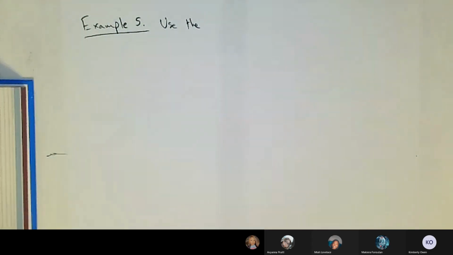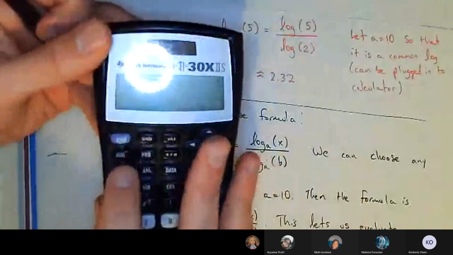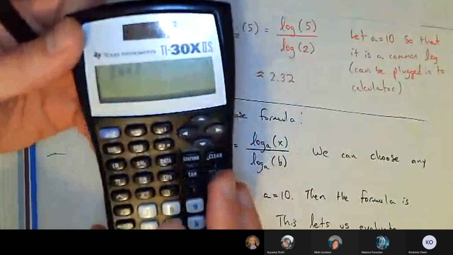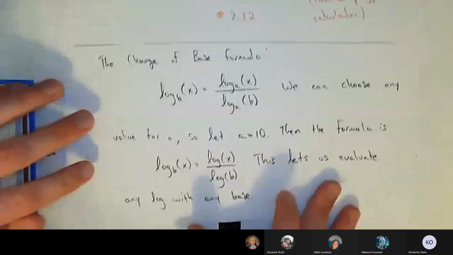Oh, by the way, we have 2 log buttons on our calculator: the log base 10, which is just the LOG button, and the natural log. We could have used the natural log here. If you prefer that one, you can do that.